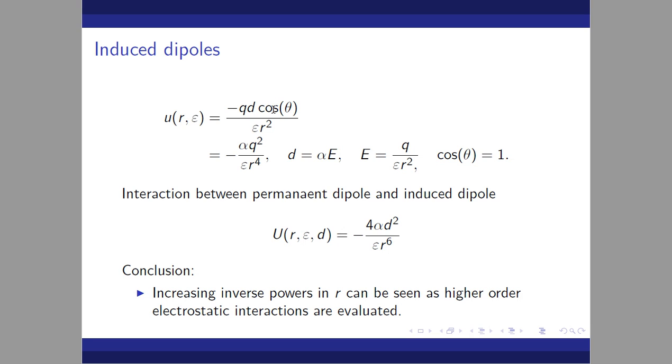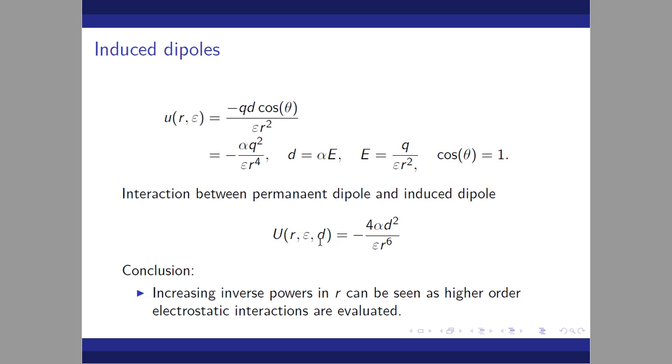Okay, so here we can see that if we have this angle, U R bar epsilon is equal to minus Q D cos theta. Or we can also have minus alpha Q squared over bar epsilon R^4. So D is equal to alpha E, E is equal to Q over bar epsilon R squared, and cos theta is equal to 1. So you assume that cos theta equals 1. Okay, so the interaction between a permanent dipole and an induced dipole is equal to this equation.